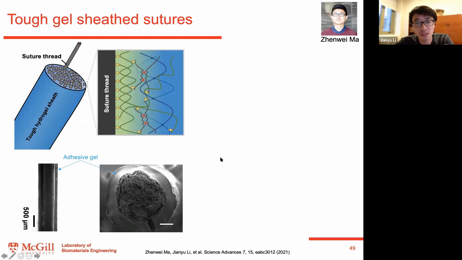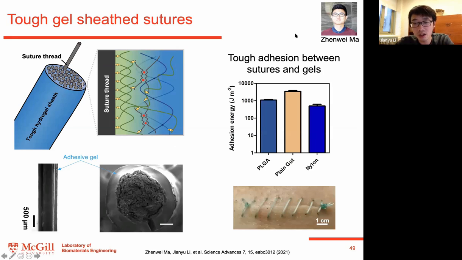So that's what we have done. It is nicely demonstrated not only for PGLA suture, but also other types of suture, including plain gut, essentially a collagen-based suture, and non-degradable suture such as nylon. The interface between the hydrogel and the suture is super tough and robust. It can sustain the knotting process during suturing.